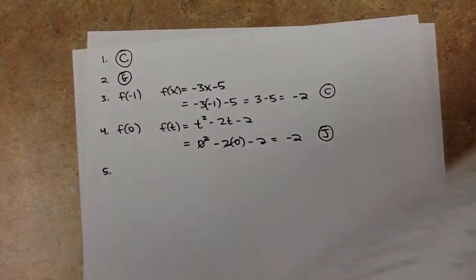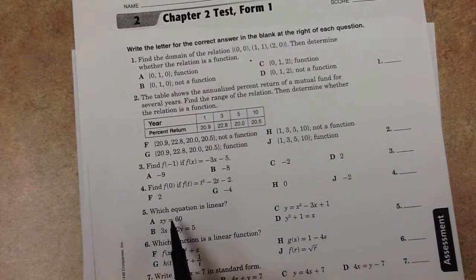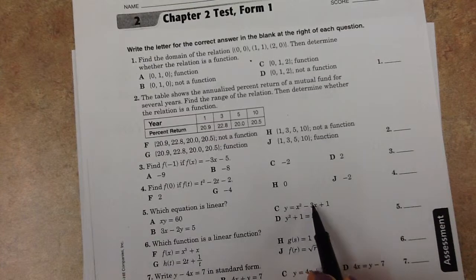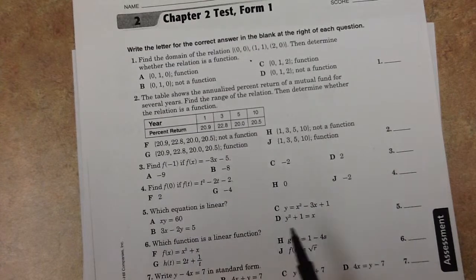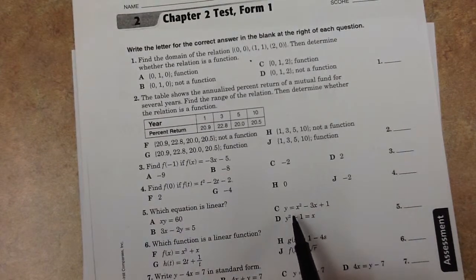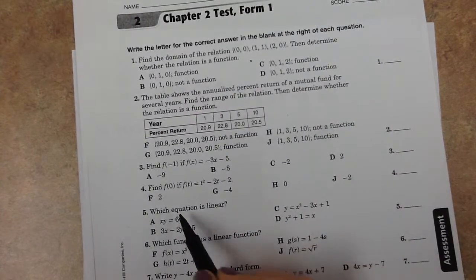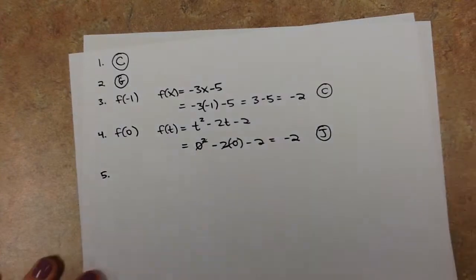Which equation is linear? Okay, so we've got to look at the options here. This one is not linear. You can't multiply 2 variables together. This one is not linear because you can't have a squared. That's a quadratic. This one looks good so far. Let's check D. D is not linear either because y can't be squared. So C and D are out because they have squared terms. A is out because it's the multiplication of 2 different variables. So B is the only one that's linear.